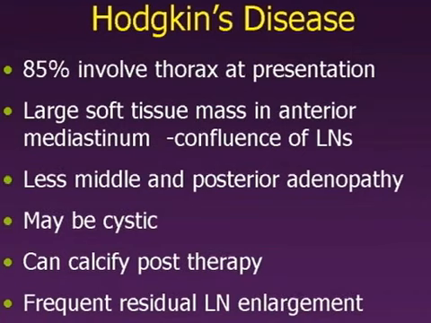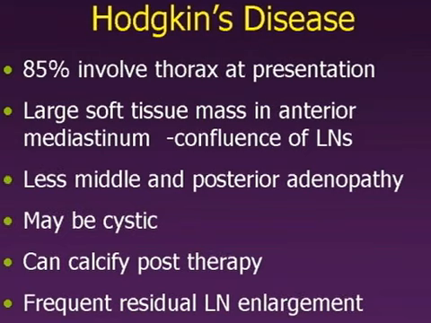A very common presentation of Hodgkin's disease is a large anterior mediastinal mass. In fact, this is probably a confluence of enlarged lymph nodes. 85% of Hodgkin's patients present with thoracic disease. The middle and posterior mediastinum are less frequently involved, but it's not unusual to have involvement there. Generally, Hodgkin's lymphoma is going to be a homogeneous mass. However, it can be cystic.